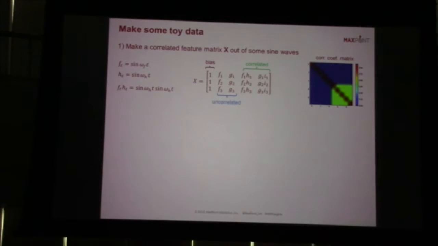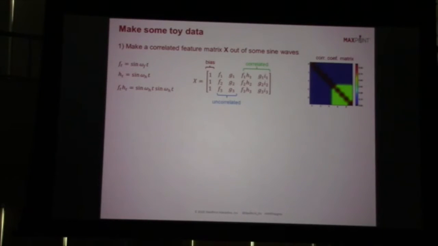So I'm going to make some toy data, and what it is isn't actually too important, but I just wanted to briefly say what I'm using here so that the results don't look too funny. I'm going to make a correlated feature matrix out of some sine waves, so X in the middle is my feature matrix. The first column is just a bias column of all ones, so that's like the mean probability. Then I have a couple columns of uncorrelated sine waves, and then a couple columns of correlated sine waves. And I actually truncated this matrix. What I'm using for the simulation is actually an 11-dimensional feature vector, chosen for no particular reason.